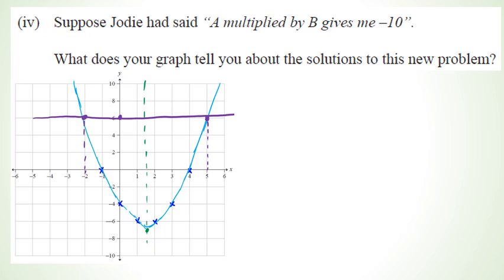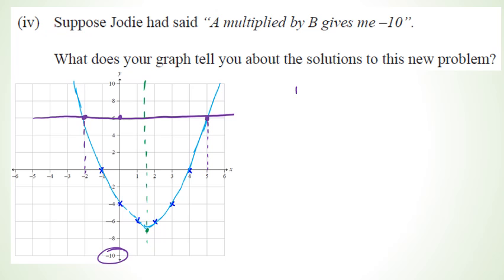Okay, now it says, suppose Jody had said that a multiplied by b gives me -10. What does your graph tell you about the solution to this new problem? Now, you can have a look straight away. -10 is not on the graph, so there's no way that Jody could have had a multiplied by b giving -10. It's actually not possible. So in this one, you just say there are no real solutions, because the graph doesn't actually go down to -10, and that should get you a merit.